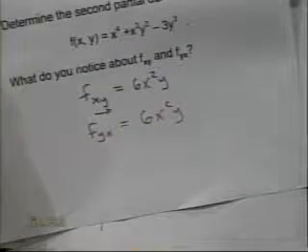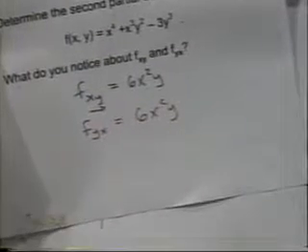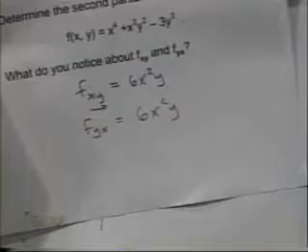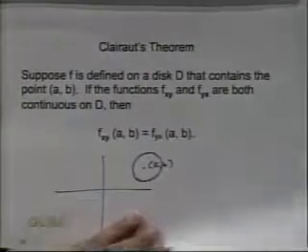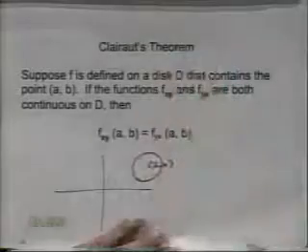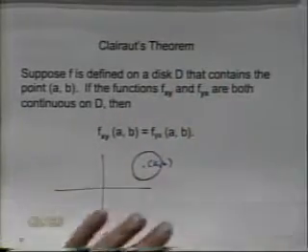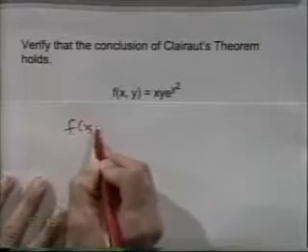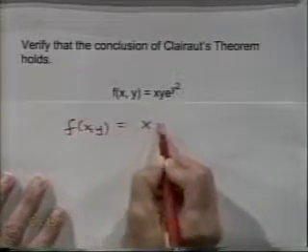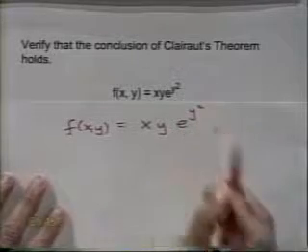Now, if I gave you one on the test where one of them was discontinuous, well, then they would not necessarily be equal. And that's when students come to me and they go, I can disprove Clairaut's theorem. What will happen is it's discontinuous at the point (a, b). All right, let's do this one. They want us to verify the conclusion of Clairaut's theorem. And the function is f of x, y is equal to x times y times e to the y squared.